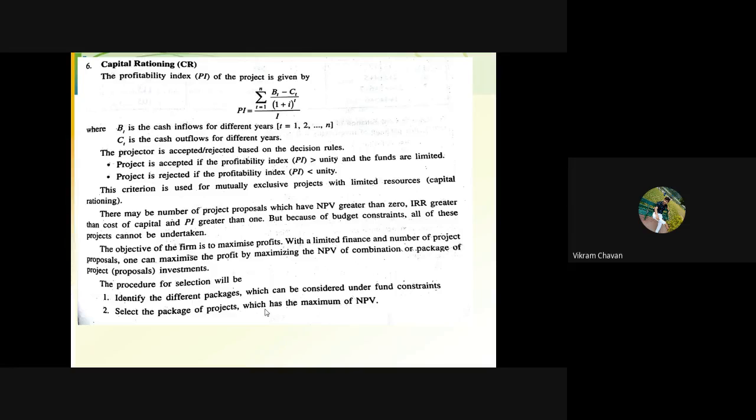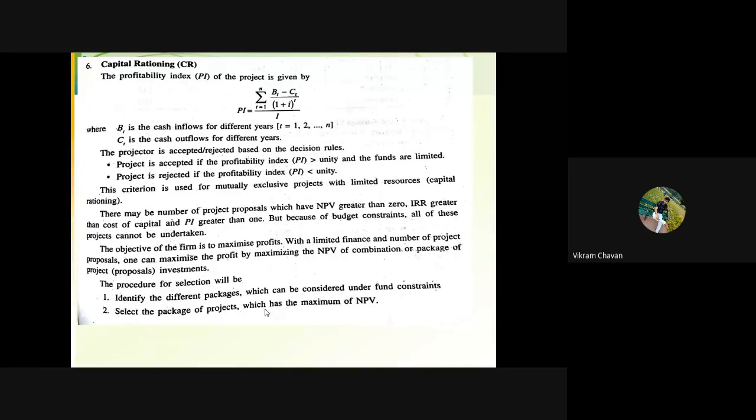According to this criteria, one can calculate the profitability index. PI is equal to the summation from t equals 1 to n of (Bt minus Ct) divided by (1 plus i) raised to t, whole divided by I. Same formula as BCR. So Bt minus Ct is nothing but the net cash flow for the years 1 up to n.